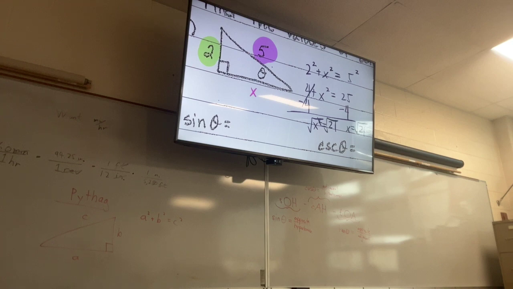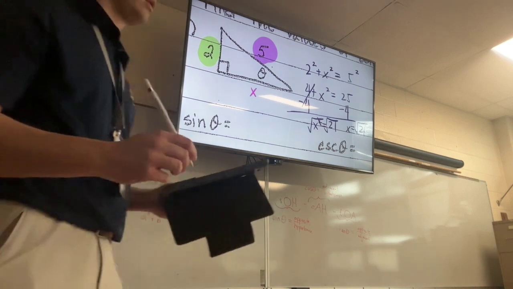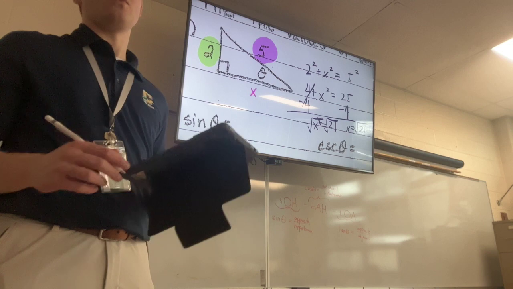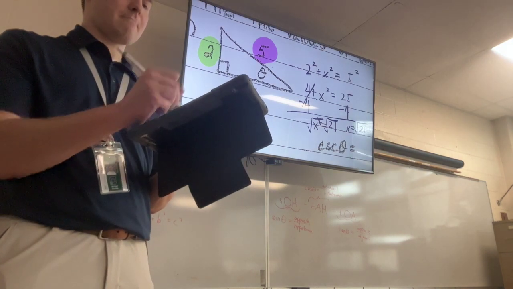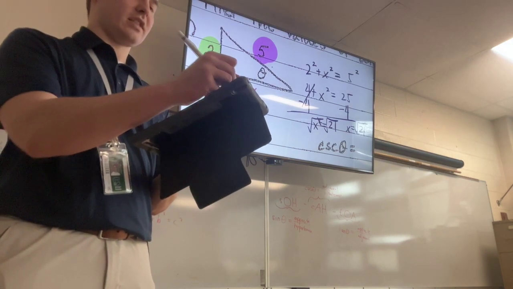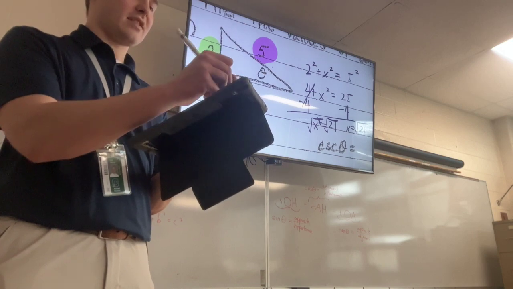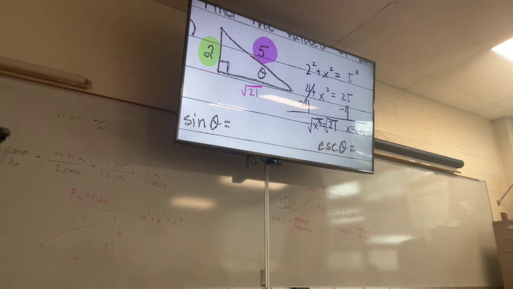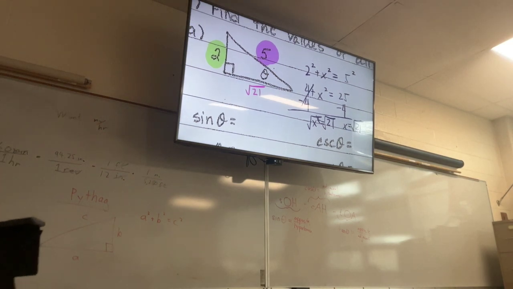Why do I not do plus or minus the square root of 21? It's a length, right? Can you have a negative length? No, you can't have a negative length. So we know the length of this bottom leg is going to be the positive square root of 21.